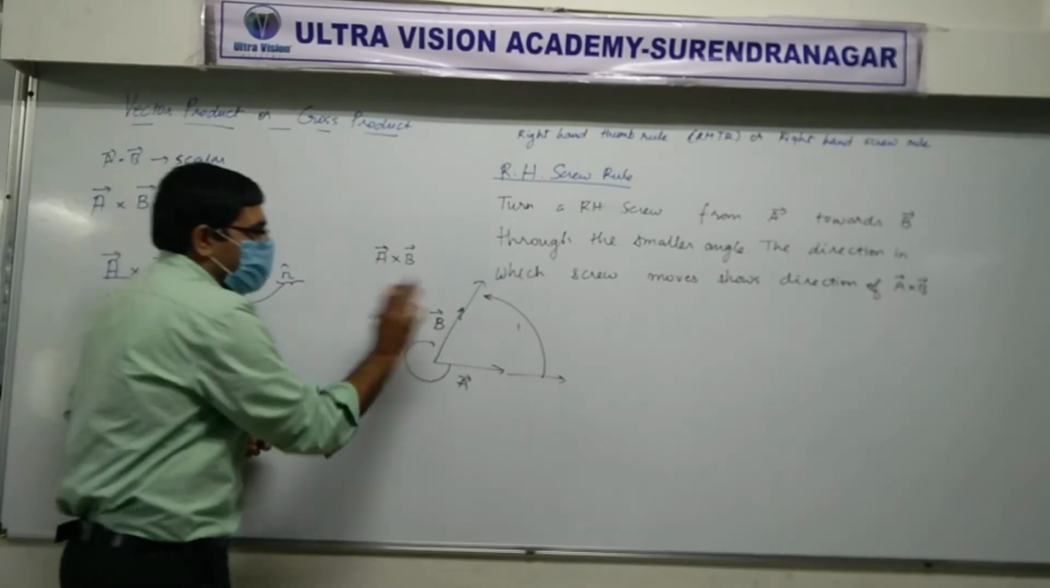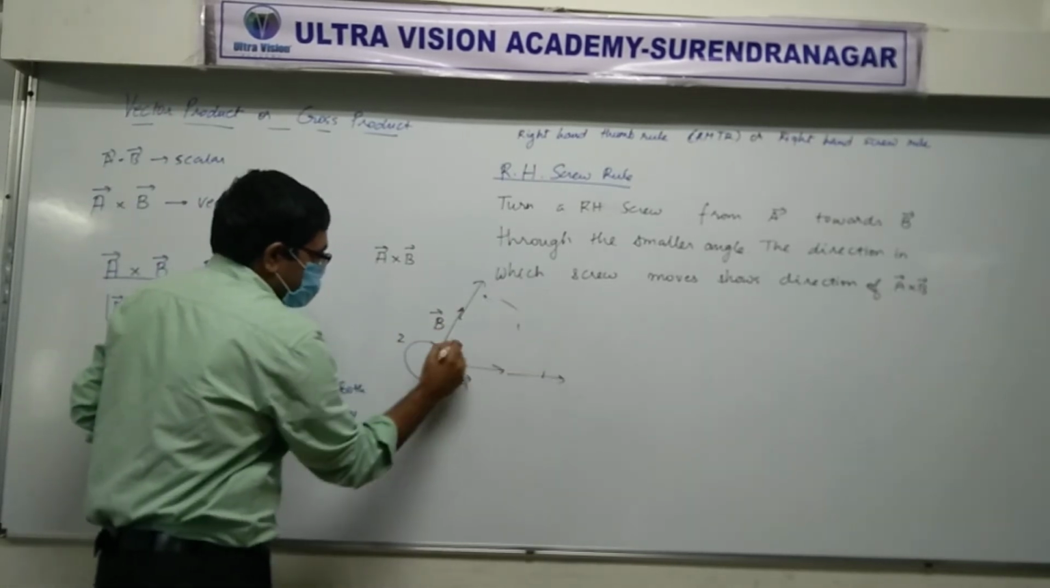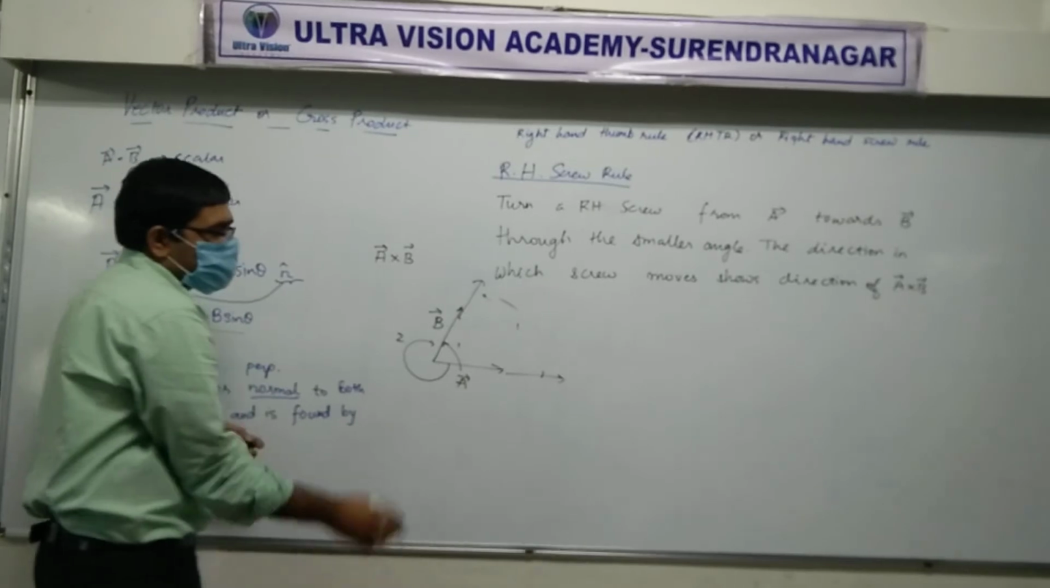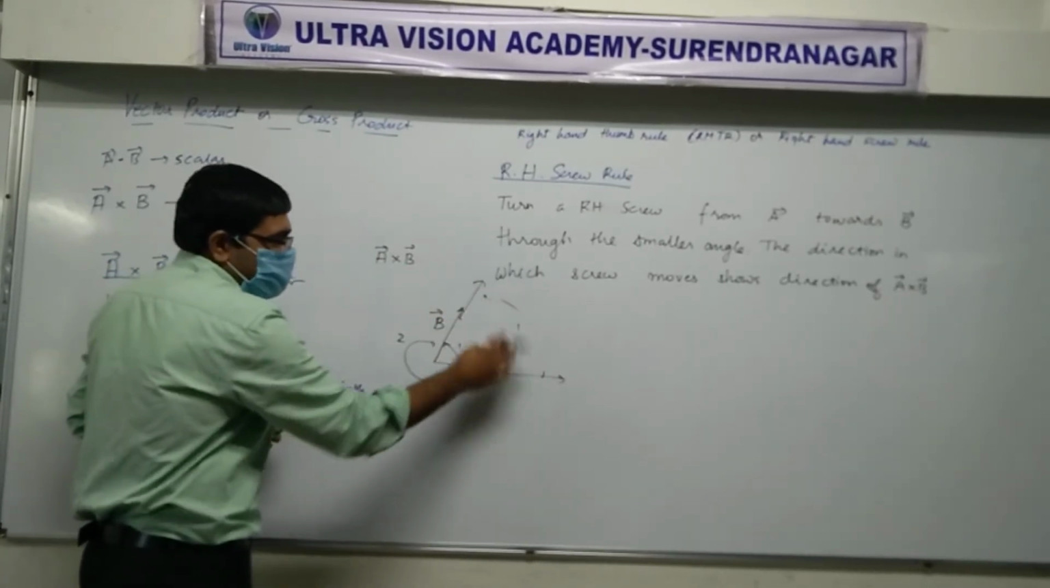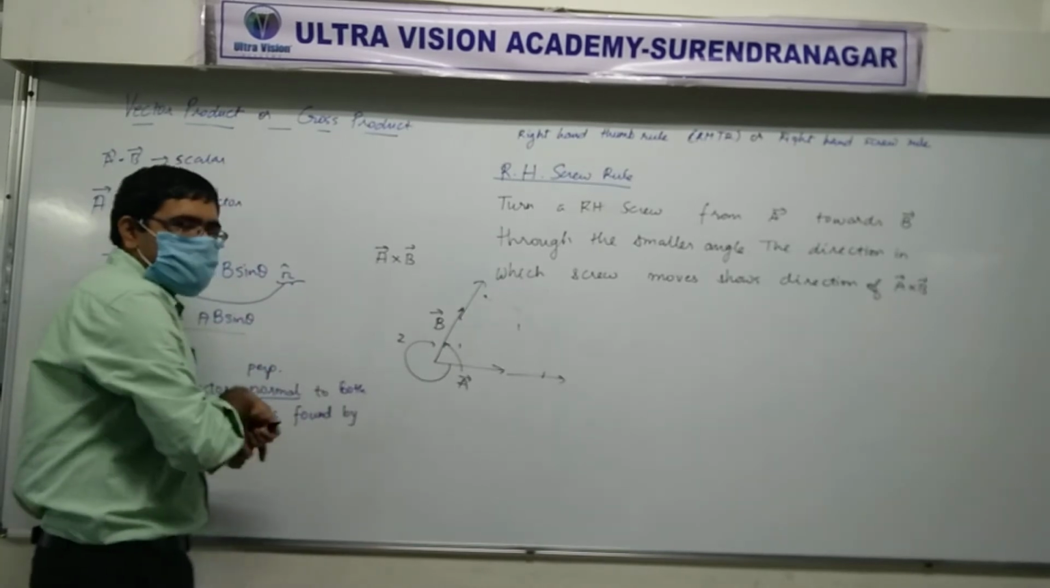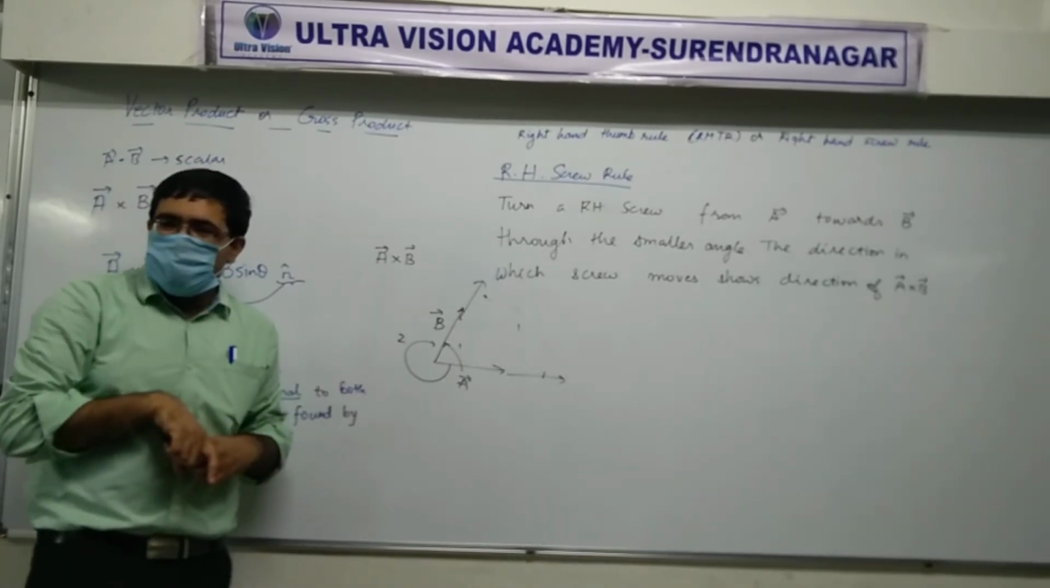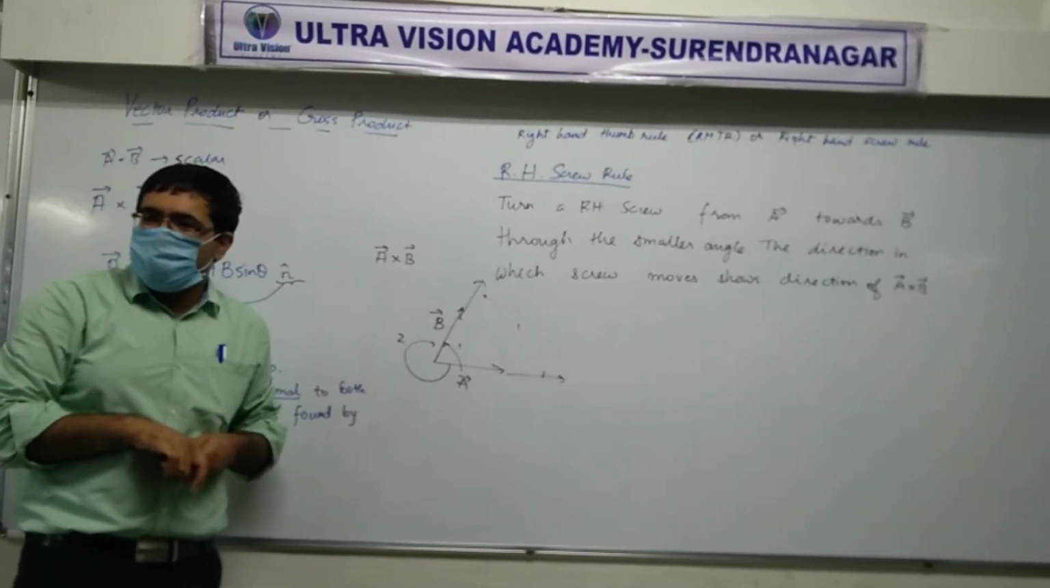Got it? Yes. So what I'm saying is that angle 1 is smaller. So we have to go from A to B. Turn the screw that way. Therefore, say screw clockwise first, anti-clockwise. Anti-clockwise. Clockwise, anti-clockwise.